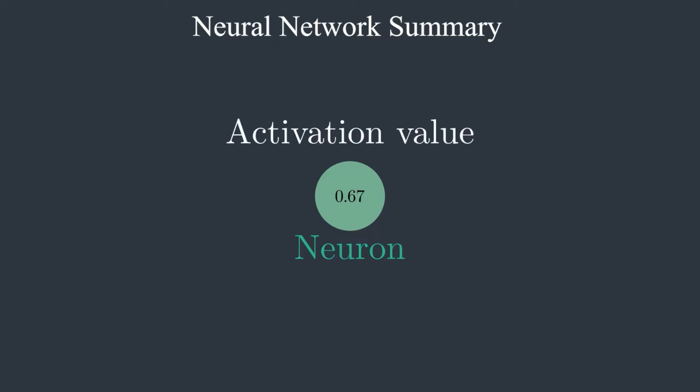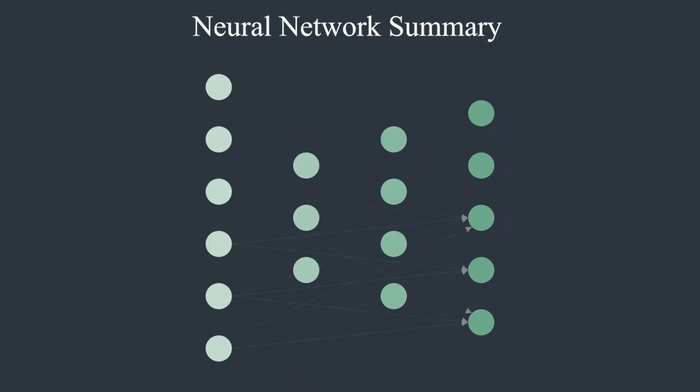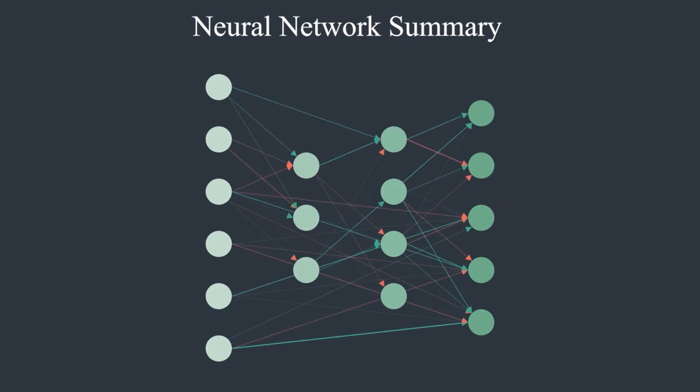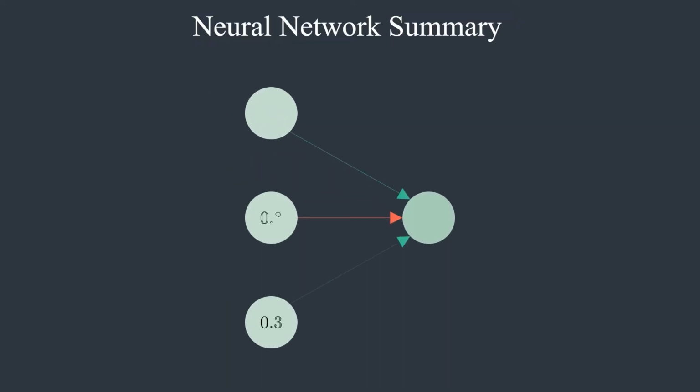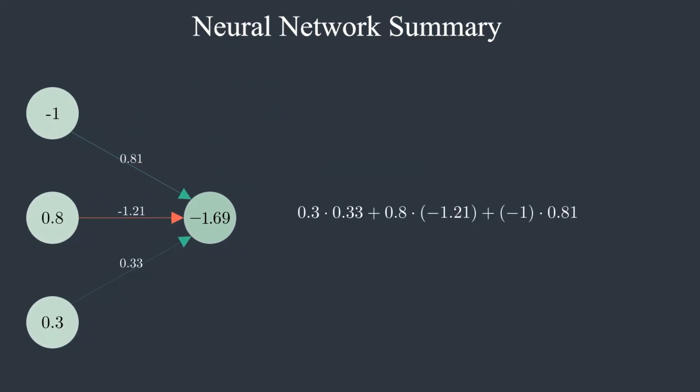But how do we get this number? We can think of a neural network as a directed graph where neurons are represented as nodes and synapses as edges. Each edge has an associated weight that determines the strength of the connection between the two neurons. To compute the activation value of a neuron, we compute the weighted sum of all of its input neurons and their corresponding weights.